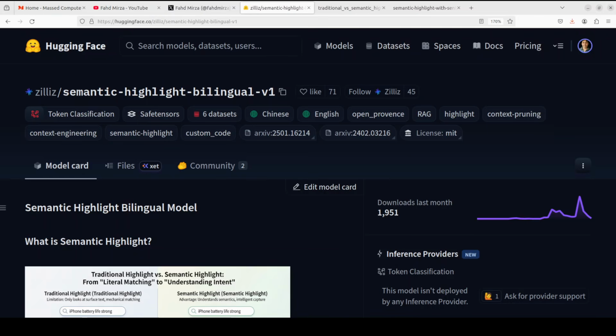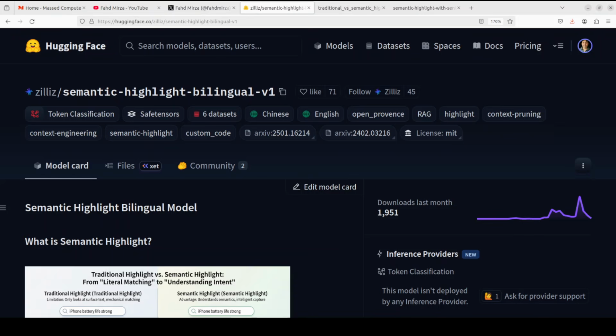Zilliz, the company behind Milvus Vector Store, has released this lightweight semantic highlight model and training dataset. This is a bilingual model supporting both Chinese and English with only 0.6 billion parameters, making it fast and deployable on any sort of device.